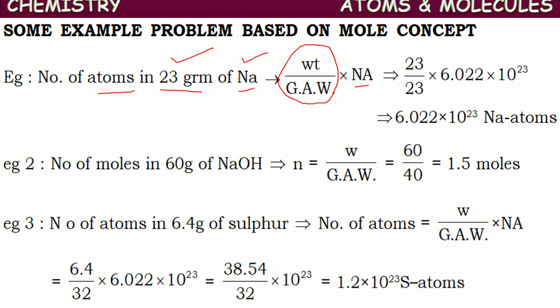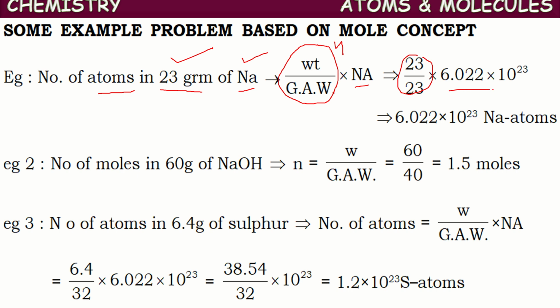So therefore first we need to find the number of moles. For that, the number of moles formula is weight by gram atomic weight. It gives the value of n, the number of moles. Each mole contains Avogadro number of particles. So whatever number of moles you get, you multiply with Avogadro number. It gives rise to the number of molecules. So number of moles equals weight by gram atomic weight, and this gives rise to number of moles into Avogadro number.